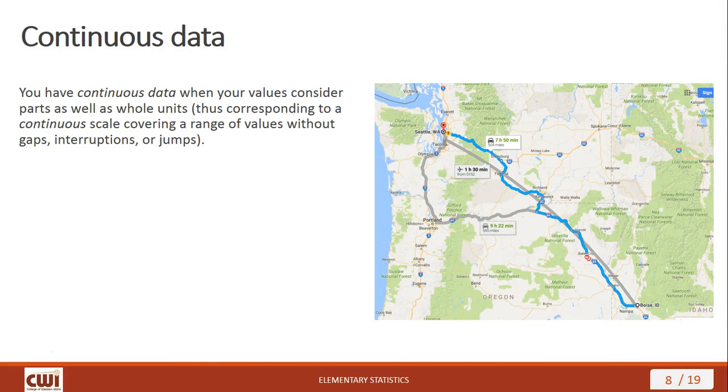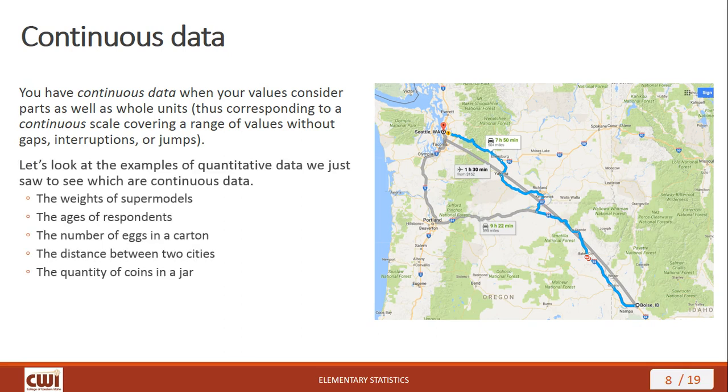Continuous data, on the other hand, is when your values consider parts as well as wholes. So it's not just a whole number. It could be a whole number, but it could also be something in between the whole numbers. That's where the name continuous comes from, because the possible values you have come from a continuous scale that covers a range of values. Let's look at the examples we just considered of quantitative data and see which of these are continuous data.